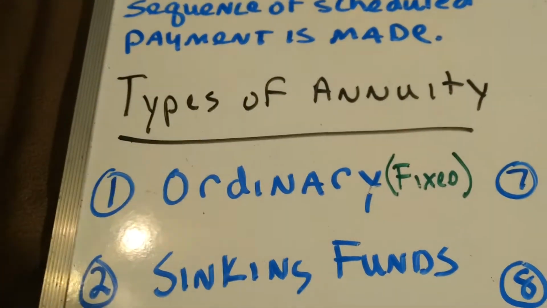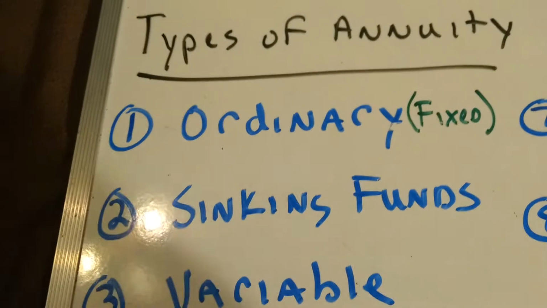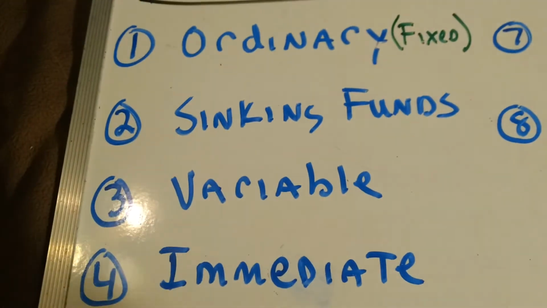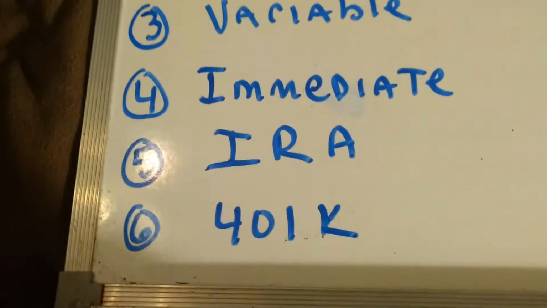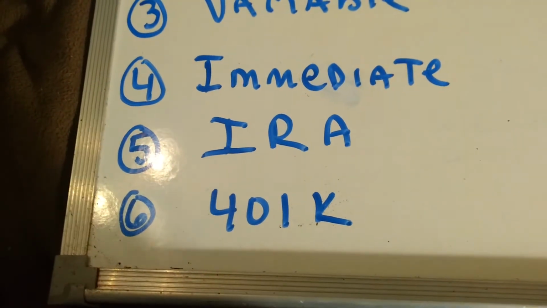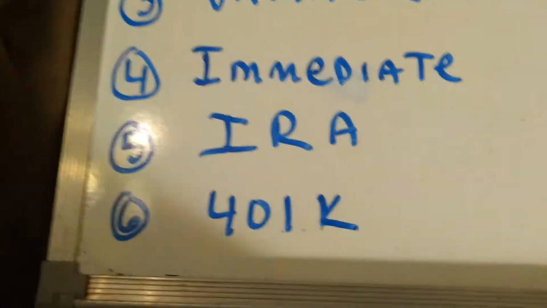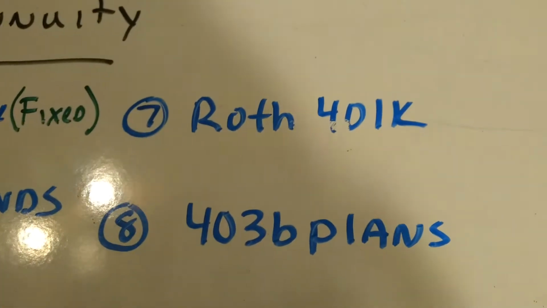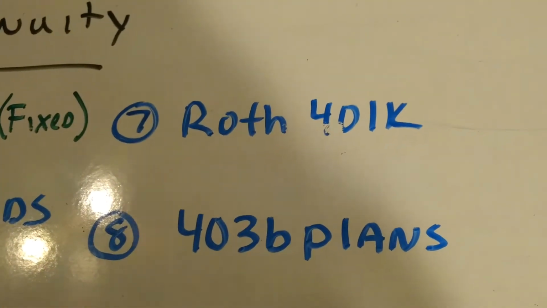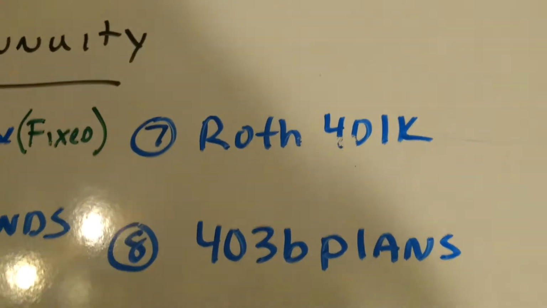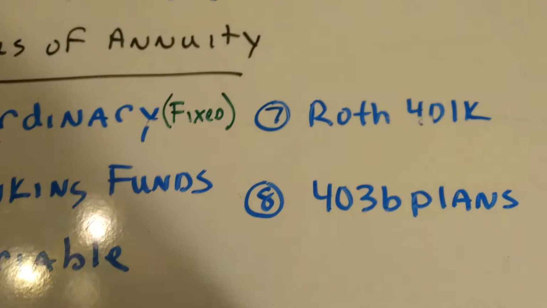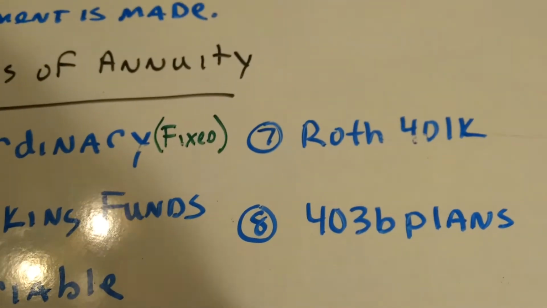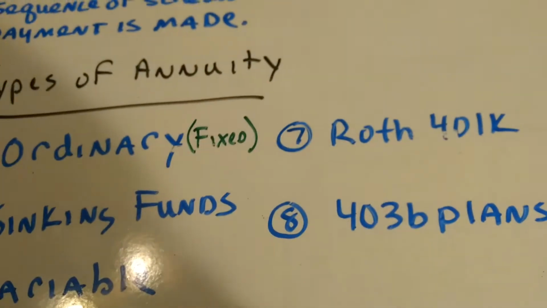Types of annuities are ordinary or fixed, sinking funds, variable, and immediate. Then there are retirement accounts: an IRA, individual retirement account, 401k, Roth 401k, and then 403b plans. These are all retirement accounts that someone would pay into in order to have money once they retire.